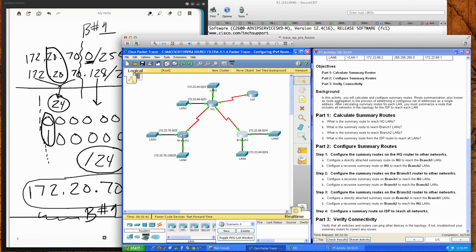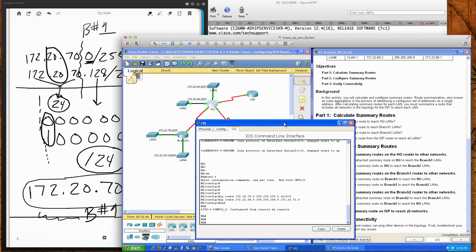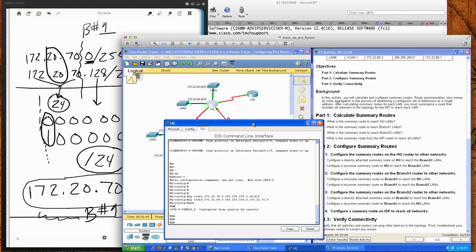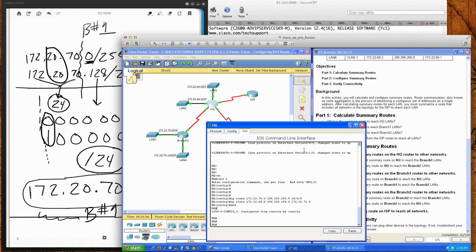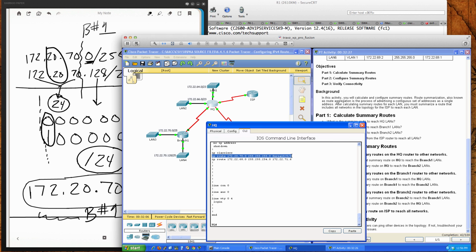So let's go back and check on the very first thing we did on the HQ router, and let's take a look at that as well. So this was asking, configure a directly attached summary route on HQ to reach the branch 1 LANs. All right, so then let's go ahead and do a show run and take a look at the two routes that we have. So the branch 1 LANs, here's where we had our typo. So we're going to cut and paste this. All right, we'll copy that, and I'm going to say global config mode IP route, and we'll paste that in there, and I'm going to change it to 22.